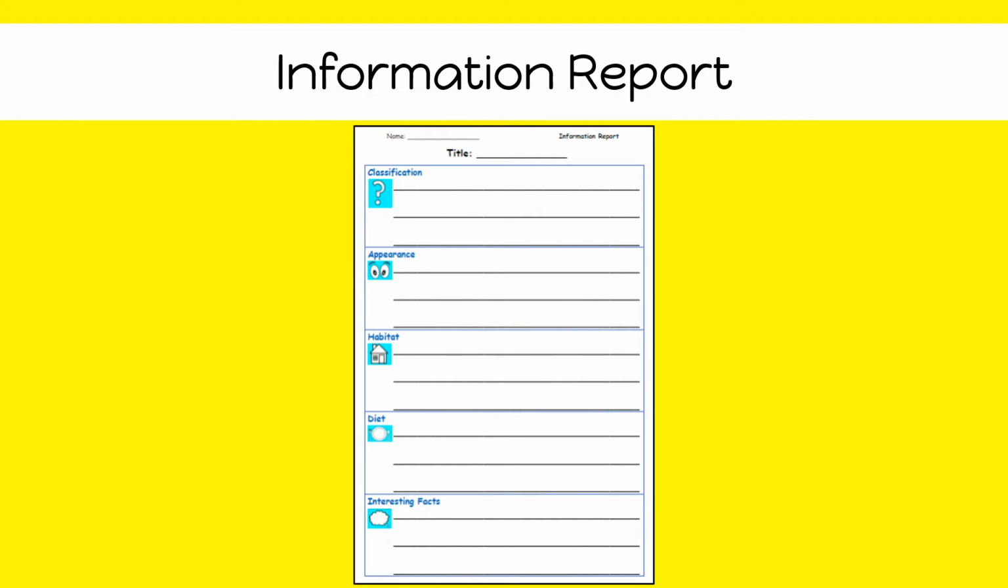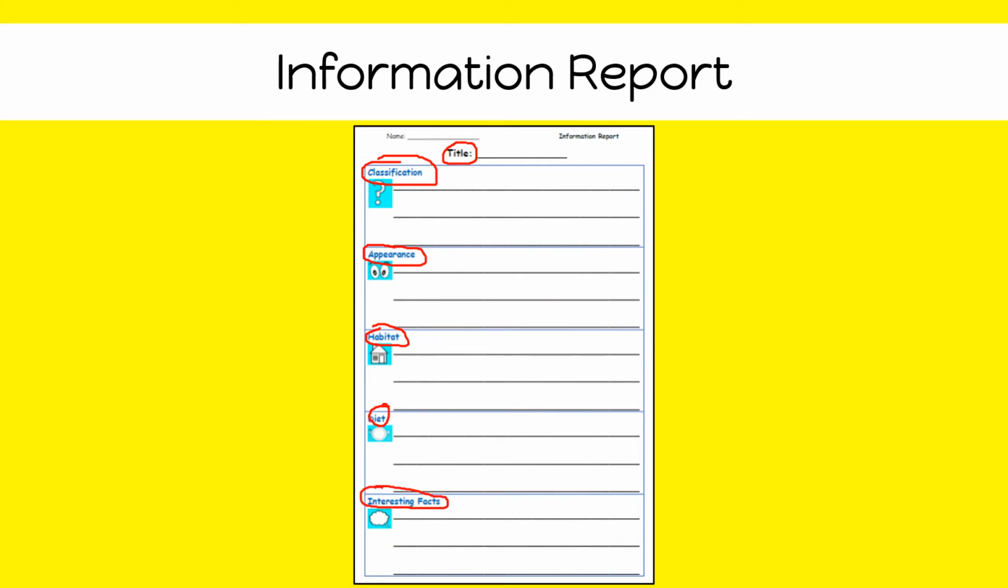Now, you might remember this information report sheet from when we wrote our information report all together about lions. And we have all the different parts of an information report on here. Let's just refresh our memories. So we've got the title here at the top. We've got the classification next, the appearance, the habitat, the diet, and finally the interesting fact.